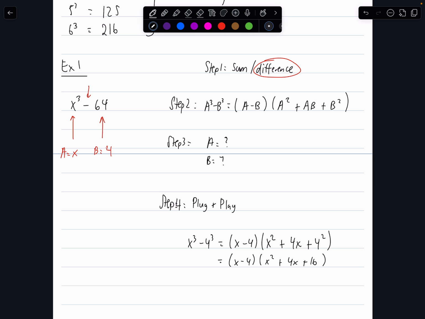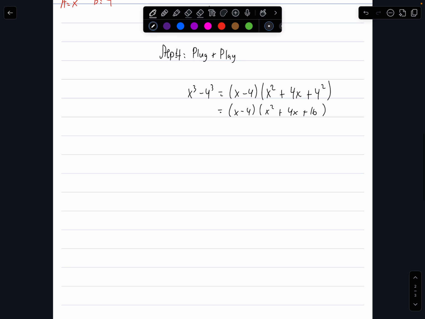So when it comes to these equations, you've got to follow these steps. Step 1, identify, is this a sum or difference of cubes? Step 2, figure out what the equation is if it's a difference of cubes. Step 3, identify a and b. And then step 4, plug and play into your formula. Okay, let's go to another question.